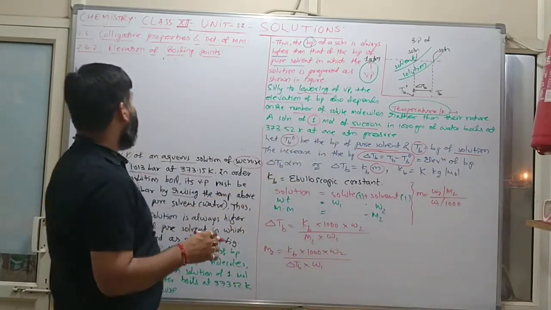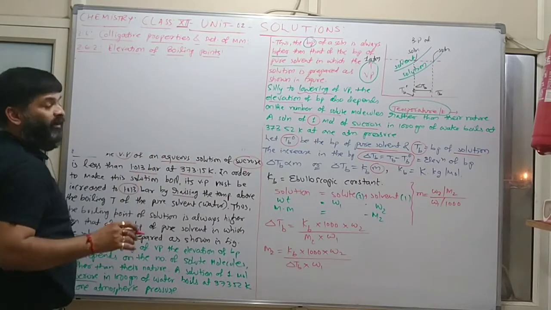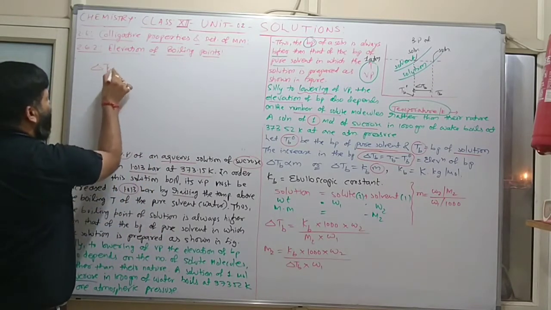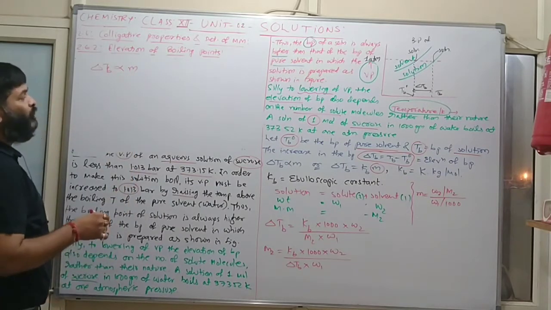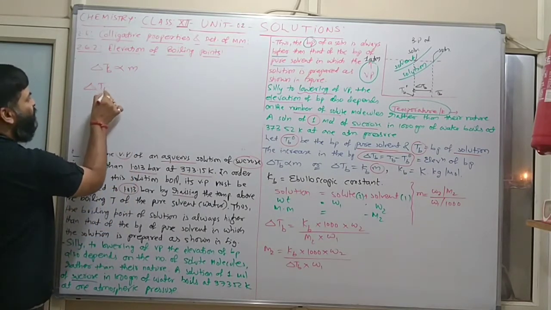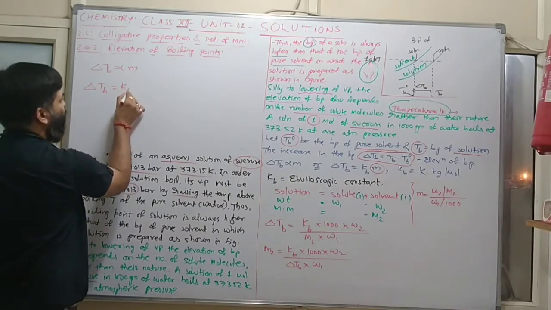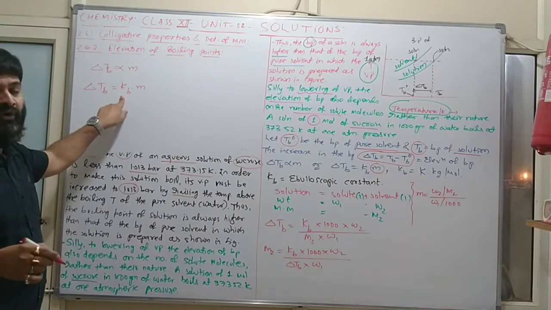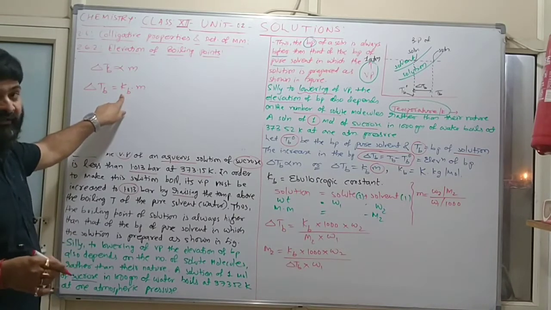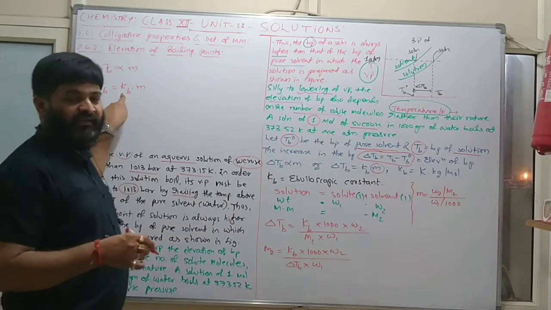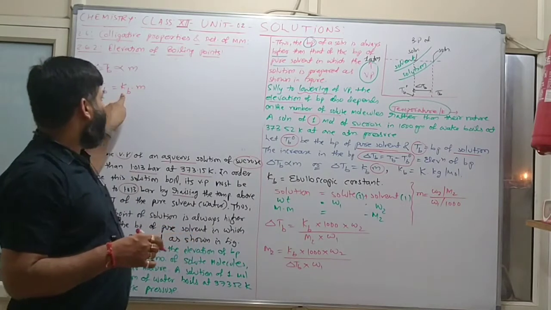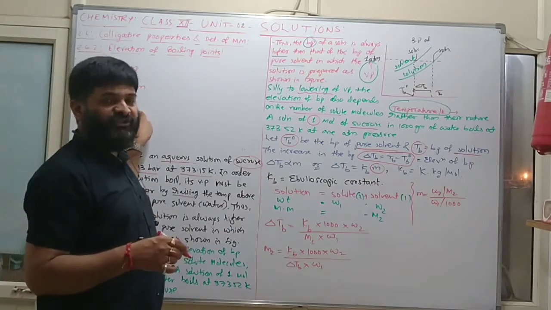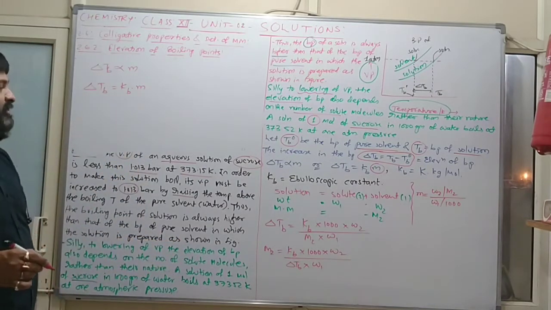Clear? So according to theory, we can say that delta TB is directly proportional to m. Now whenever we are removing this proportionality symbol, Kb into m will come. Kb is the ebullioscopic constant or elevation constant, and the value of Kb is directly associated with the material. It means if the solute particle changes, then the Kb value will also change here.